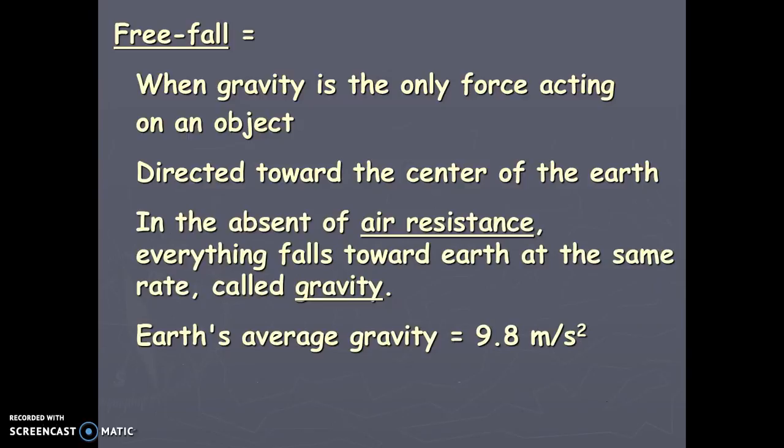In the absence of air resistance, everything falls towards Earth at the same rate. This is called gravity. Earth's gravity is 9.8 meters per second squared. Highlight, underline, circle 9.8 meters per second squared. You must know that number. I'm not going to give it to you on a test. You have to know that gravity equals 9.8 meters per second squared.